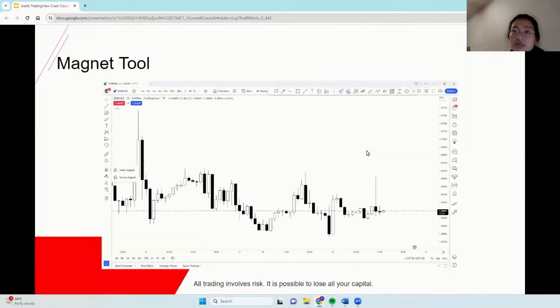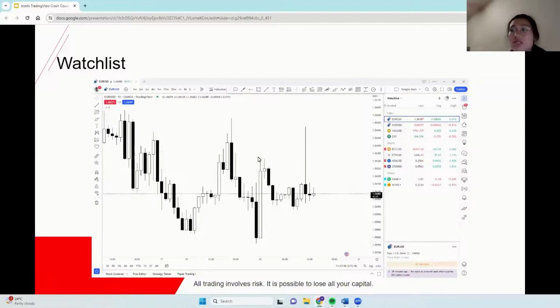Okay, secret TradingView tips. There's the magnet tool over here, which basically allows you to check whether the price is at a weak area or at a strong area. Watch list. Basically when you click on this icon, you can add a bunch of stocks or cryptos or forex currencies over here so that it's easier for you to toggle between the charts.